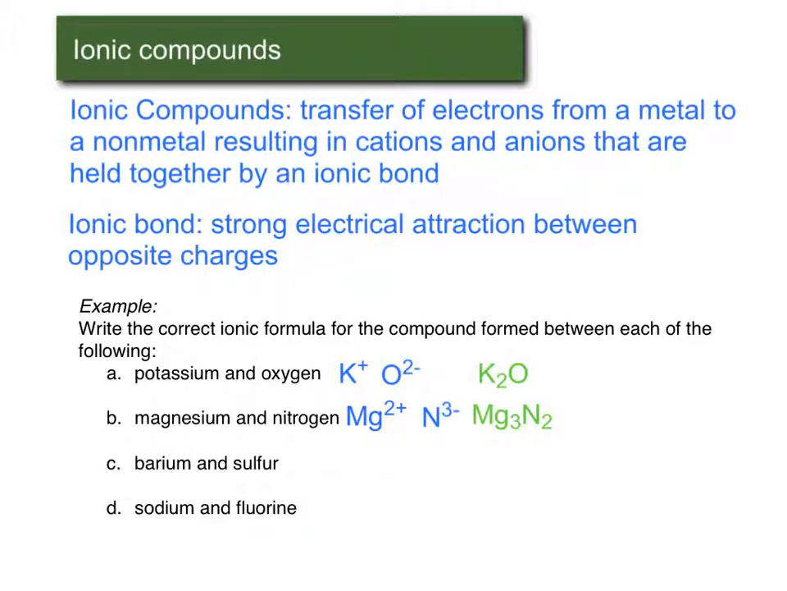So barium is in the 2nd column. It will have a +2, and sulfur has a -2. So a +2 and a -2 balance each other out fine. So our formula for that one is just BaS. And then last but not least, we have sodium, which has a +1. Fluorine has a -1. And so our formula for that is just going to be NaF.